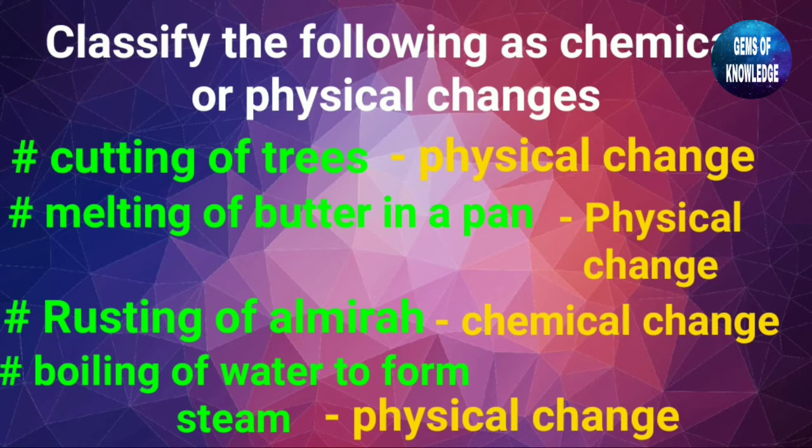Okay. So here a few items have been given, such as cutting of trees, melting of butter in a pan, rusting of almirah, and boiling of water to form steam. So we just have to identify whether it is a physical change or a chemical change. So according to the definitions of physical change as well as chemical change that we learned, we can see here cutting of a tree is nothing but a physical change.